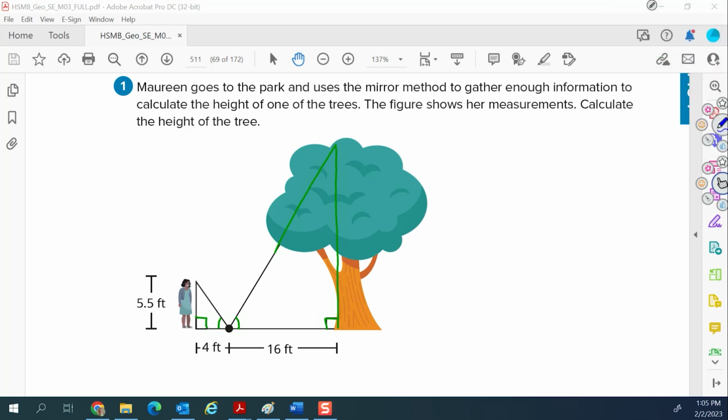Now, there are different kinds of proportions you could write, and I don't really care which proportion you write. You can do a corresponding ratio where, let's say, x corresponds with 5.5, and that's equal to, now I did tree over Maureen equals tree over Maureen, so it'd be 16 over 4. That's fine. Those are corresponding ratios.